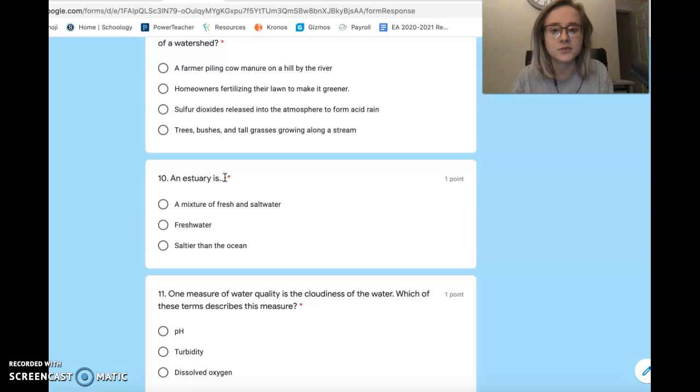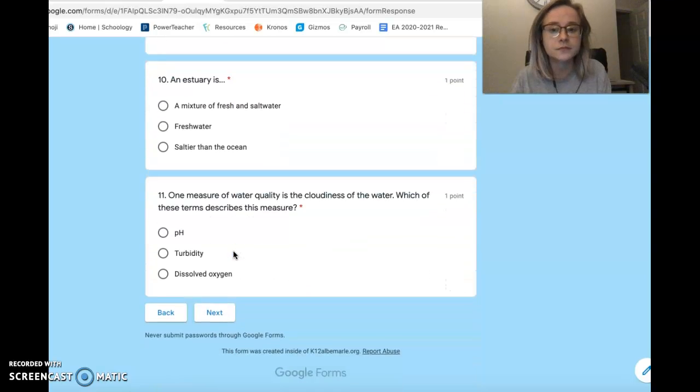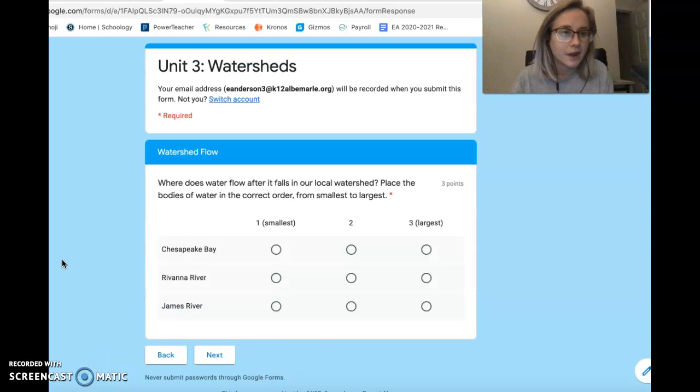Number 10, an estuary is a mixture of fresh and salt water, fresh water, or saltier than the ocean. Number 11, one measure of water quality is the cloudiness of the water. Which of these terms describes this measure? Is it pH, turbidity, or dissolved oxygen? All right, we're on the next page.